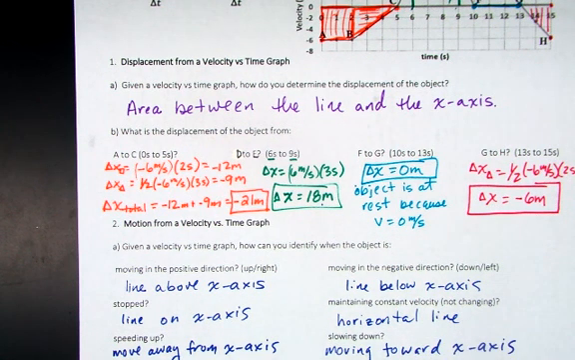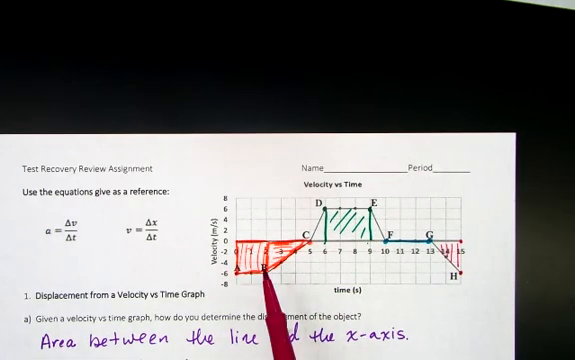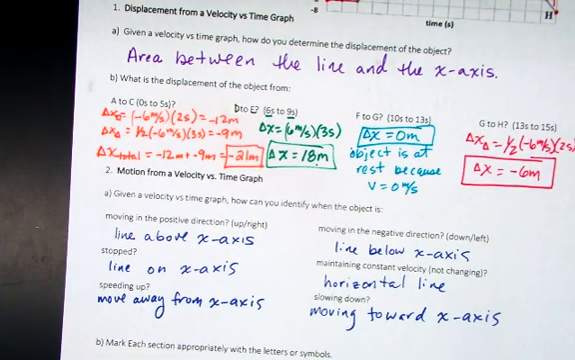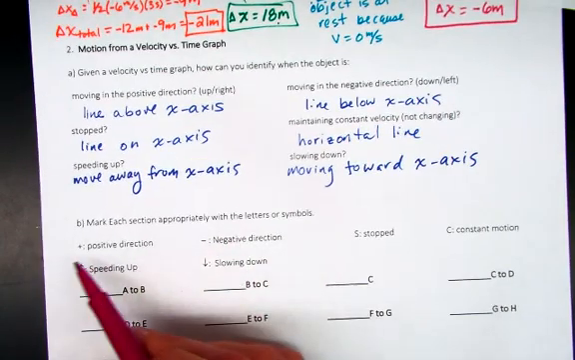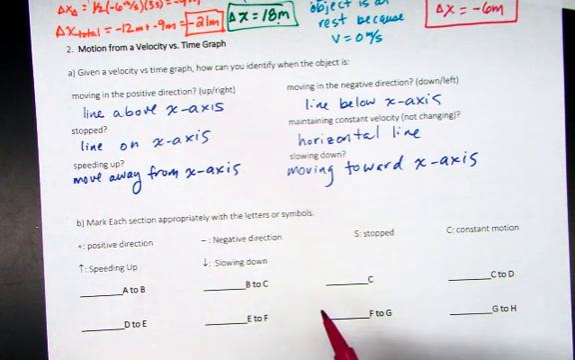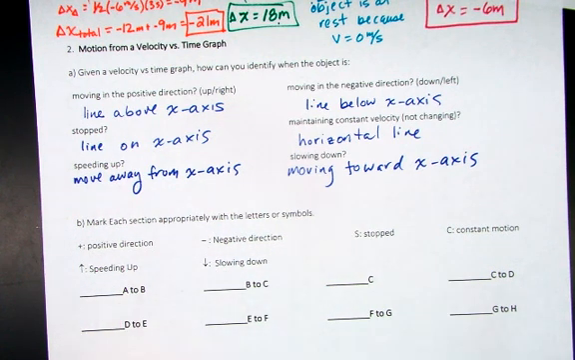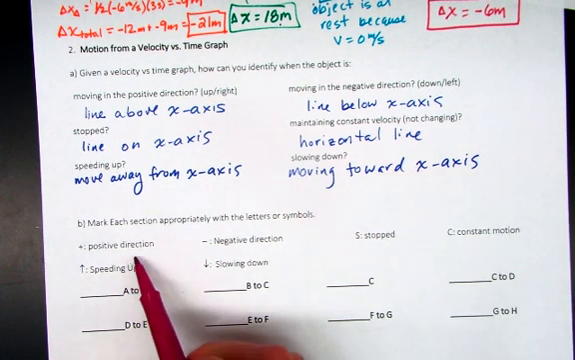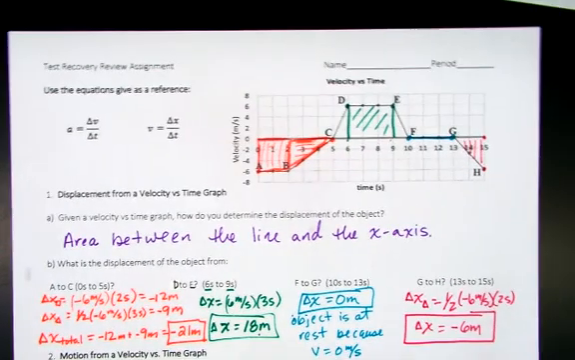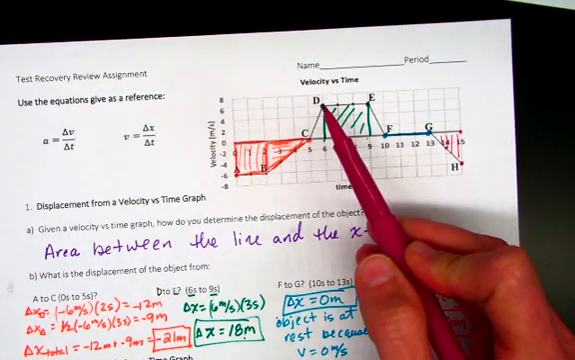Okay, and then for this last section here, what we're going to do is mark each section of this graph with these symbols. So a positive sign for positive direction, and a negative sign for negative direction. Well, I can quickly look at my graph and put pluses or minuses everywhere I need to. So for example, if I'm moving in the positive direction, these are all of my positive velocity values. So that's going to be everything above the x-axis. Where does that happen? That happens from C to D, D to E, and E to F.